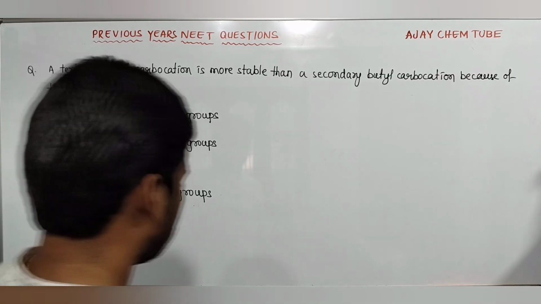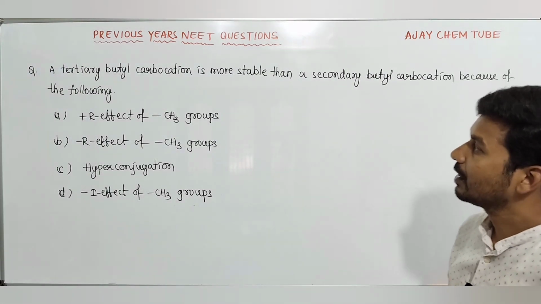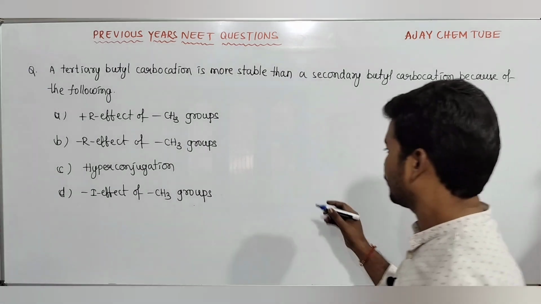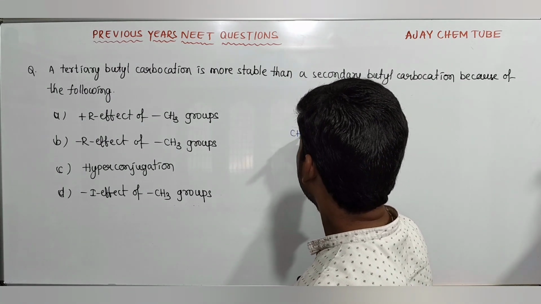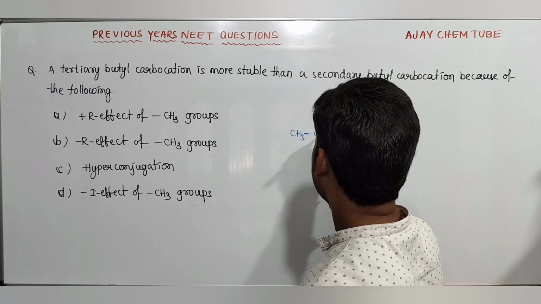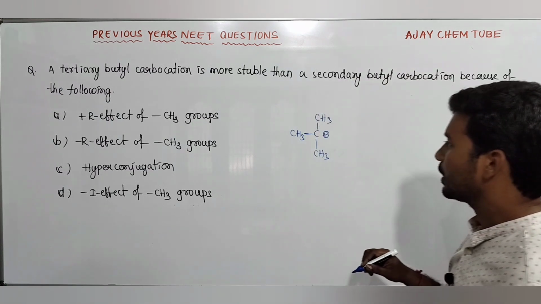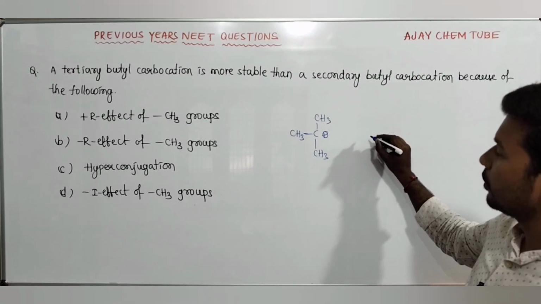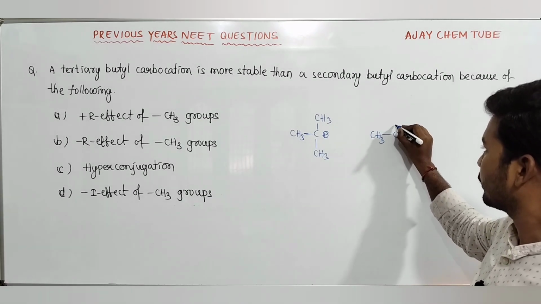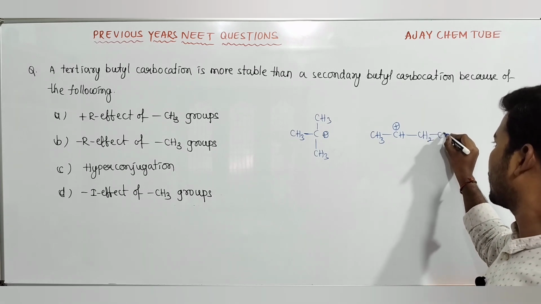Next, see this next question. Tertiary butyl carbocation is more stable than secondary butyl carbocation. What is the tertiary butyl carbocation first? This is the tertiary butyl carbocation, which is more stable than the secondary butyl carbocation. Of course, that statement is correct. But why?